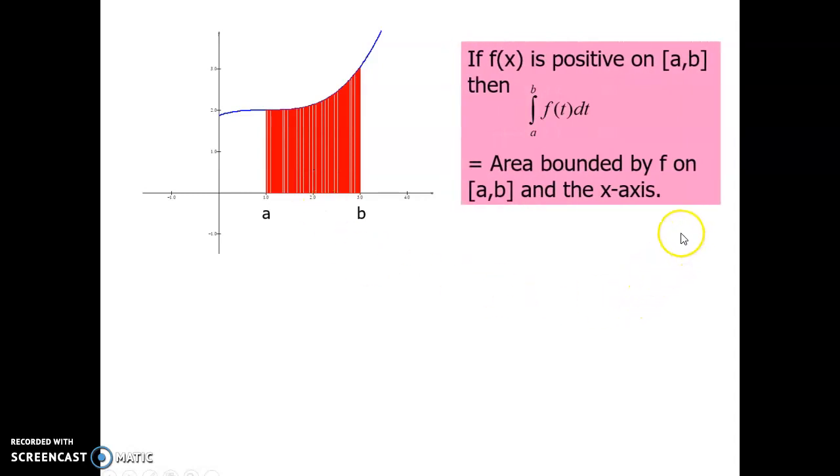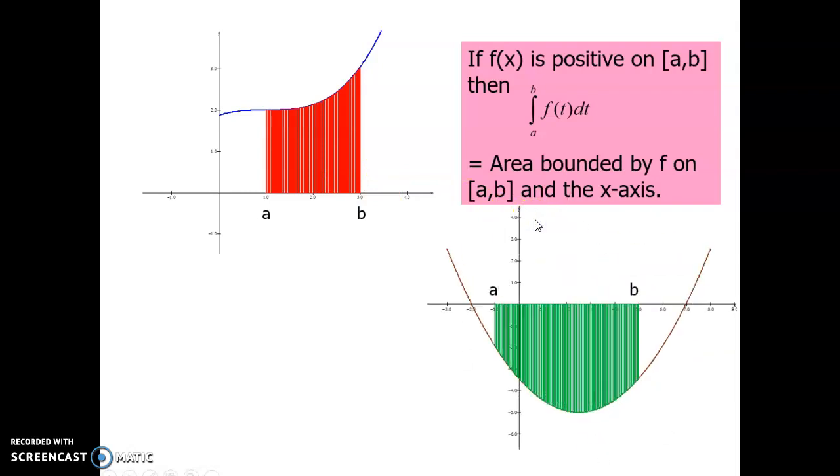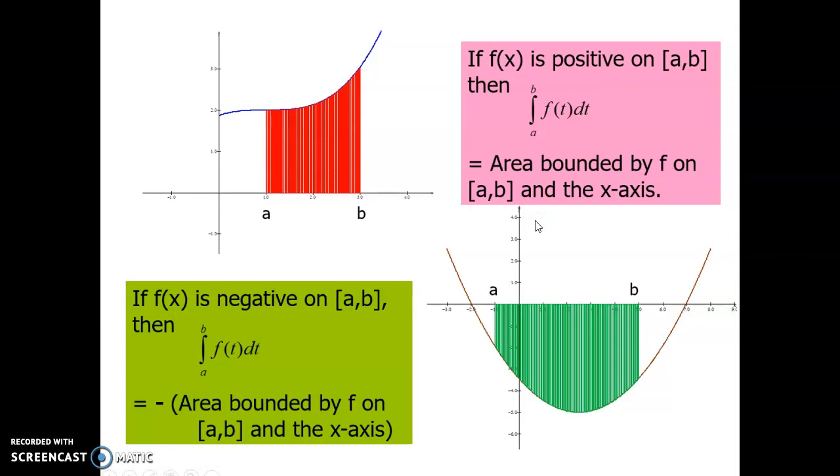So if f of x is positive on an interval from a to b, where f of x is a derivative function, the integral from a to b of f of t dt is the area bounded by f from a to b and the x-axis, and it will be a positive value. If I'm given a function f of x where f of x lies below the x-axis from a to b, as in this case, then the definite integral is equal to a negative number. It will be the negative of whatever that area is from a to b.